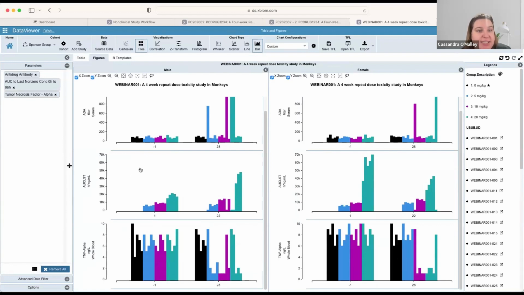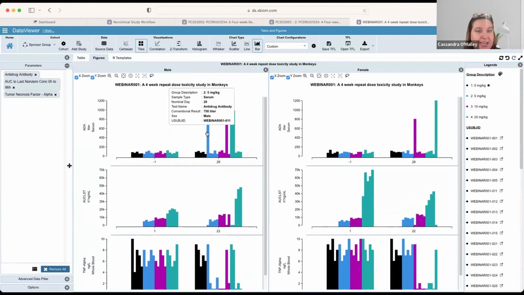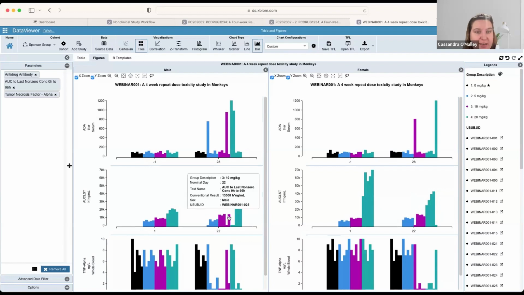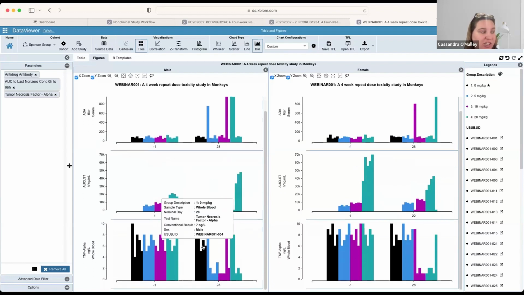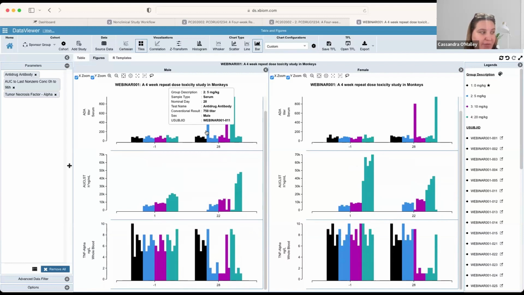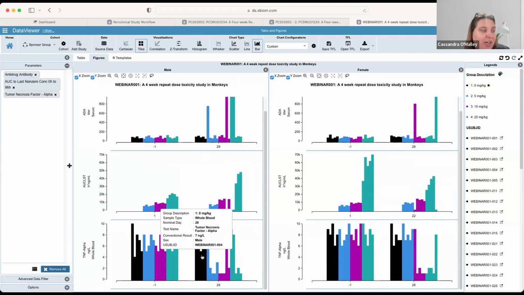So we're going to look at these and see that when there is a high ADA, so looking at some of these subjects up here, and the low AUC, we do not show a decrease in the TNF alpha. All of those high subjects also have all of the high ADA also have high TNF-A.